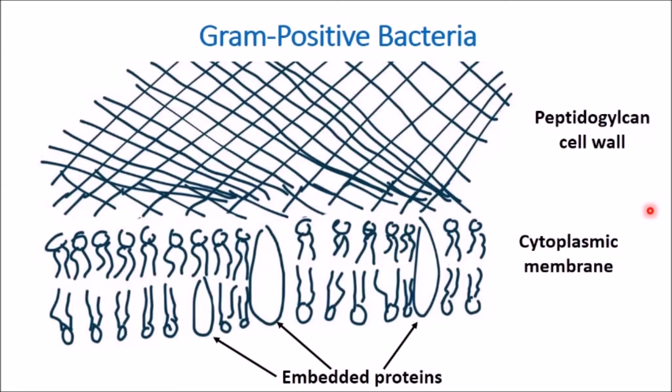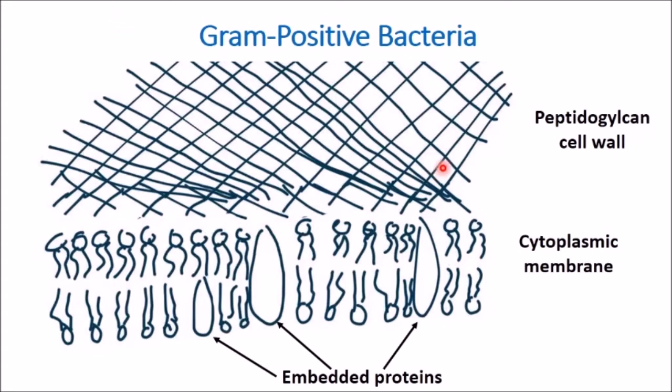The peptidoglycan cell wall does not block the diffusion of low molecular weight compounds. So something like an antibiotic can flow right through that cell wall and get to the cytoplasmic membrane and cause a lot of problems. Any other small molecular weight molecules pass right through that peptidoglycan cell wall. And so gram-positive bacteria have a real big problem with things like penicillin and other antibiotics.